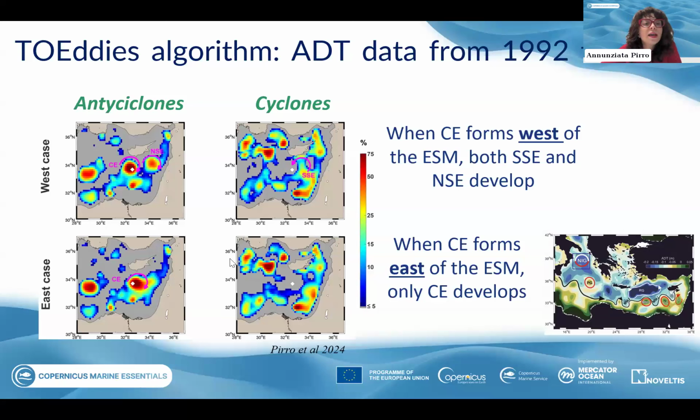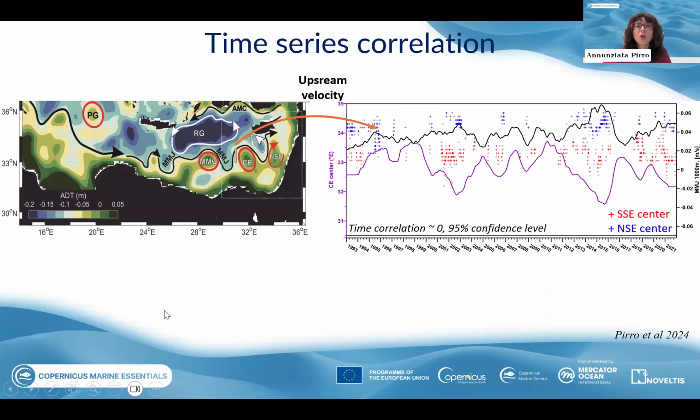there you go. So we realized that when the Cyprus eddy is formed, which is this red guy here, it's west of the sea mountain. The sea mountain is this white dot here. There is space for the formation of the other anticyclonic eddy, the North Shikmona eddy and the small South Shikmona eddy. Instead, when the Cyprus eddy forms east of the Eratosthenes sea mountain, there is no space for the wave to develop because there is the Lebanon boundary current here.